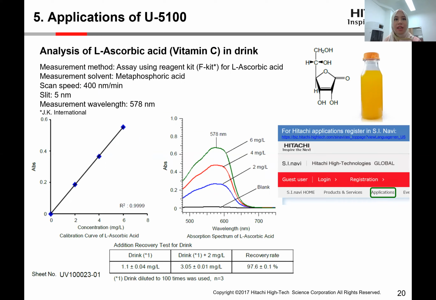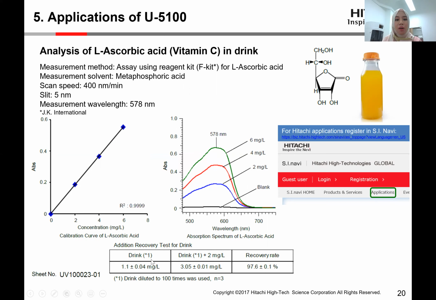Over here, we have an analysis of vitamin C in a drink. You can see that we use such and such scan speed and slit, so we can key in the data. First of all, definitely you need to do the calibration curve of this vitamin C. Here you have your standards with 2, 4, and 6 concentrations. You just key them in, and then you draw the calibration curve. You have a very good R-squared here.